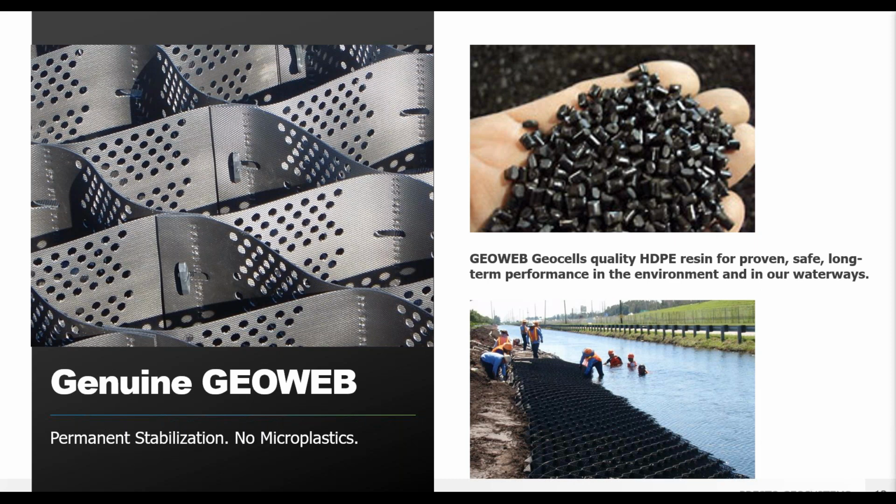So that is something that we really want to emphasize and reassure you of, that you are putting a stable solution into the ground. You're not going to be including something that has the potential to contaminate your ground or your groundwater system. You don't have to worry about that with the GeoWeb system.